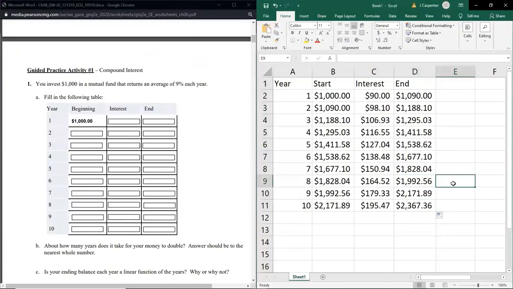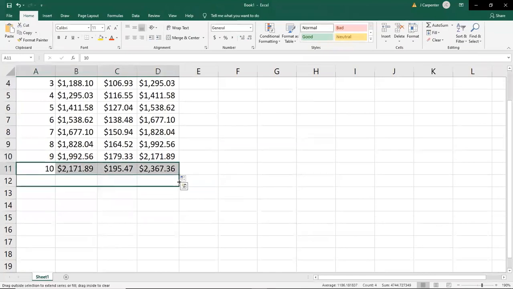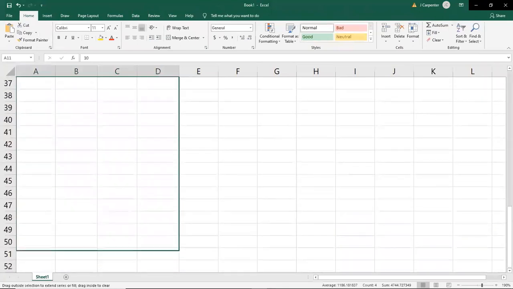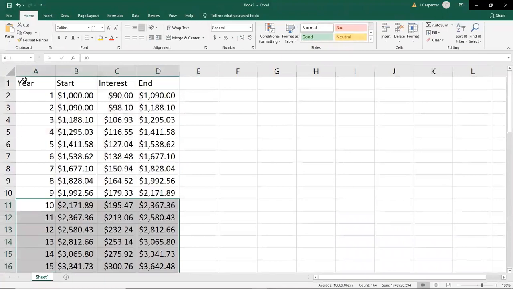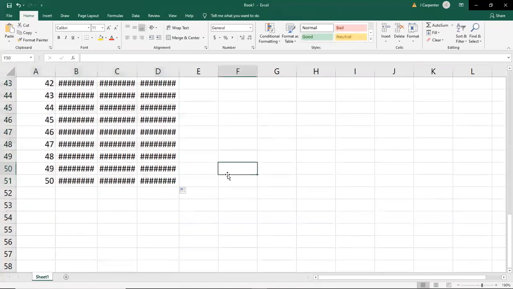Now, what if I wanted to see this for 50 years? Well, I can just grab all these cells now, drag it down. Now you might think, oh, we'll just go until you're on row 50, but that's not quite right. You have to go to 51 because the first row was labels. So year 1 was actually in row 2, which means year 50 is in row 51.